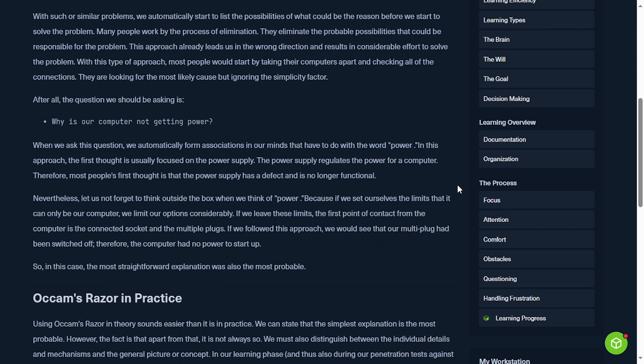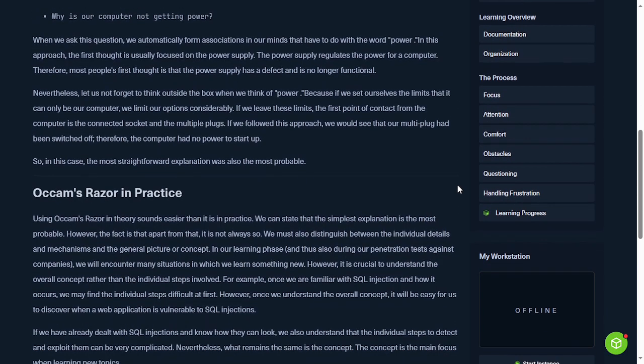If we follow this approach, we would see that our multi-plug had been switched off. Therefore, the computer had no power to start up. So in this case, the most straightforward explanation was also the most probable.